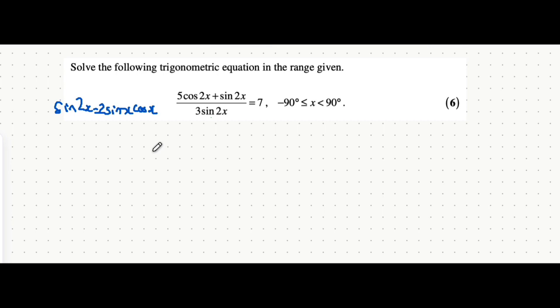But this is strictly an A-star level question, so I'm going to assume you guys know what cos 2x and sin 2x can be written as. But just in case, I'll write out cos 2x too. So we can say it's cos squared x minus sin squared x.